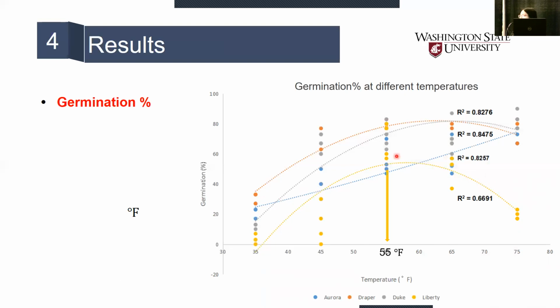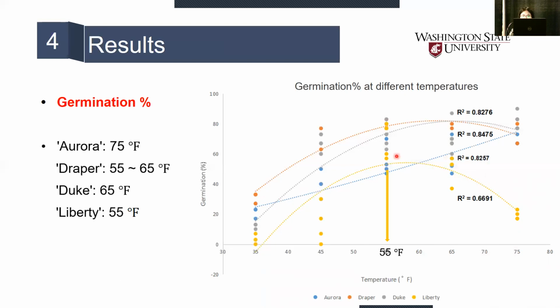So according to this graph, we can know the optimal temperatures for germination rate are 75 Fahrenheit for Aurora, 55 to 65 Fahrenheit for Draper, 65 Fahrenheit for Duke, and 55 Fahrenheit for Liberty.